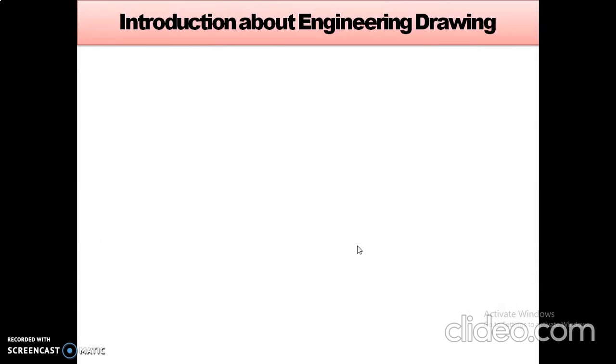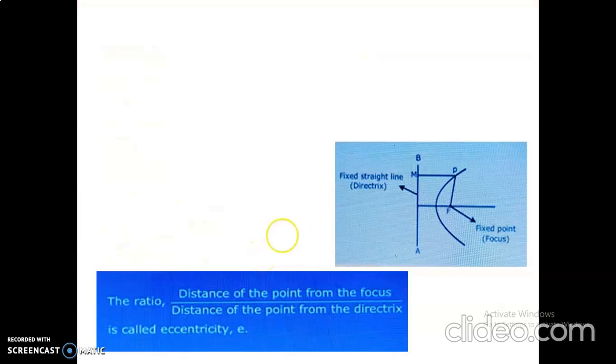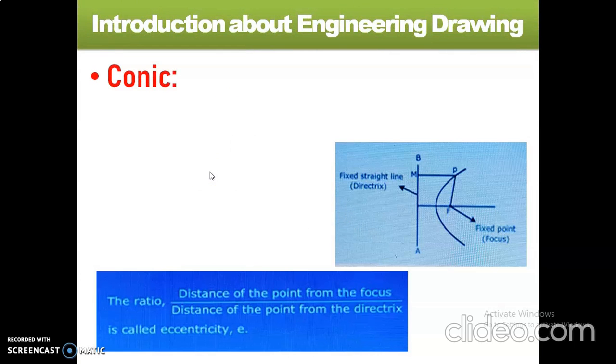Next topic is conic. So what is conic? How can we define conic? Conic is defined as the locus of a point moving in a plane such that the ratio of its distance from a fixed point to a fixed straight line is always constant.